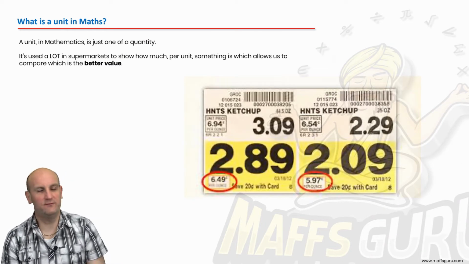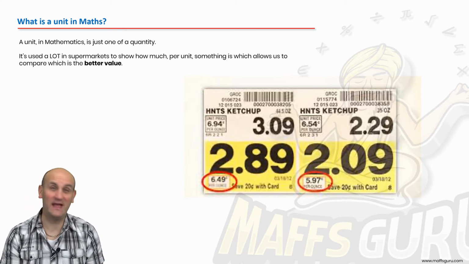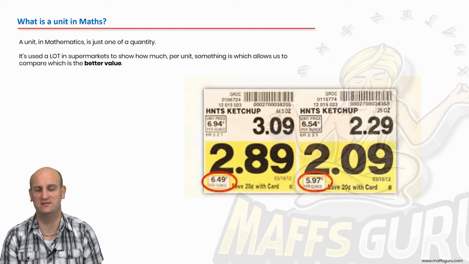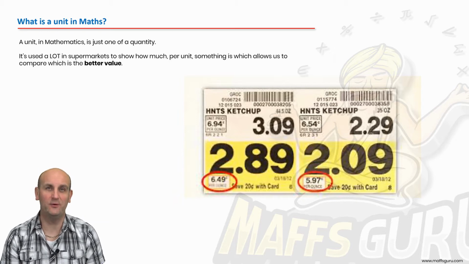A unit in maths. Now, I love the idea of going shopping. I really don't, I hate going shopping. My other half walks around the supermarket looking at the unit cost, trying to find a bargain and a best buy for just about everything. How do we do that? Well, thank you so much, Coles and Woolies. You've put those little unit things in the corner that say how much one unit costs.